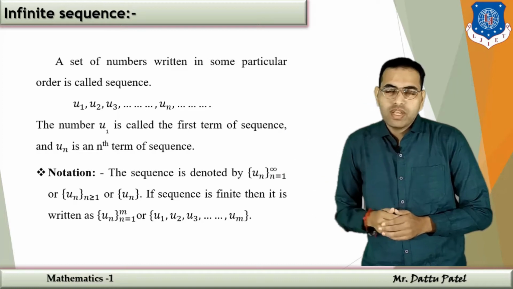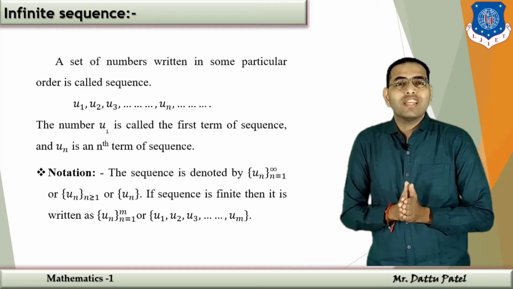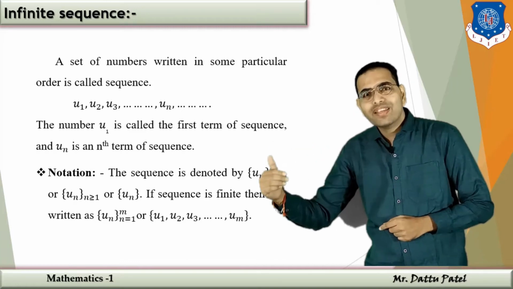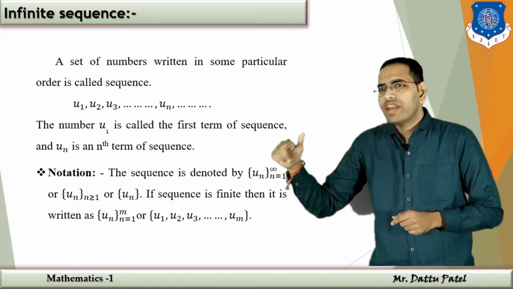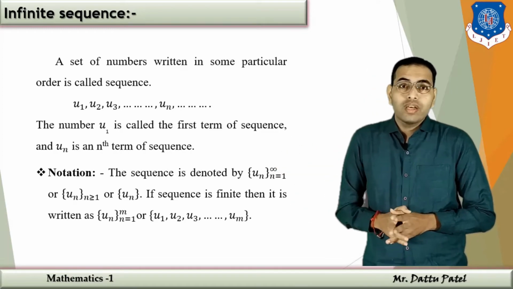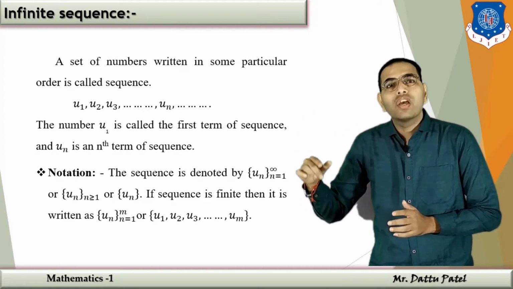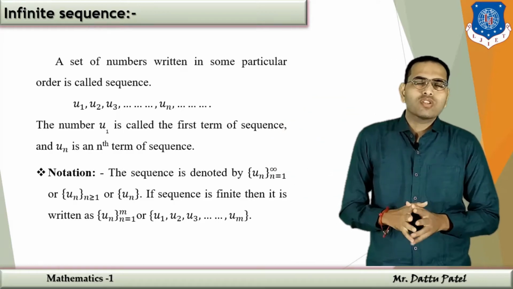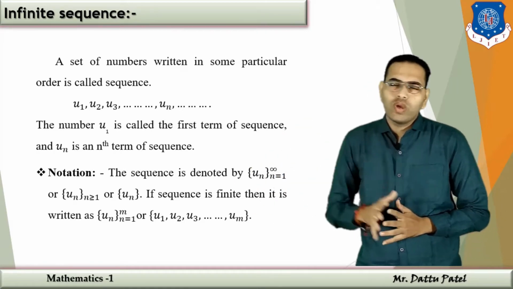Basically, a sequence has two types. The first one is the infinite sequence, the second one is the finite sequence. If the sequence is infinite, then we denote it as {un}, where n runs from 1 to infinity. We can also write it as {un}, where n is greater than or equal to 1, or simply we can write it as un. If our sequence is finite, then we can write it as {un}, where n runs from 1 to N. We can also write it as {u1, u2, u3, up to un}.